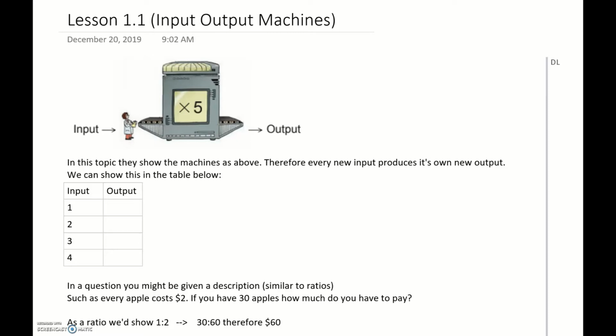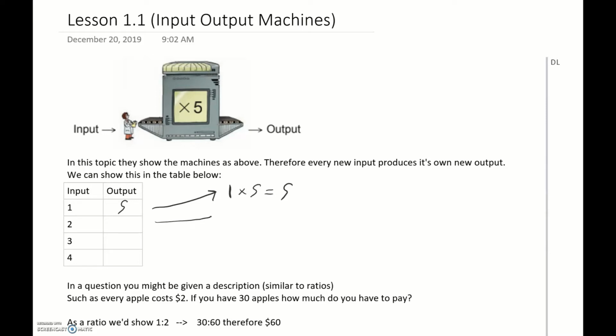We have here a machine that says input times by 5, and then there's an output. So let's look at that machine and keep in mind that whatever input we put, we can have any different input, but it will provide a different output. So let's say we input 1. If we input 1, which is this column, times by 5, then the output is 5.